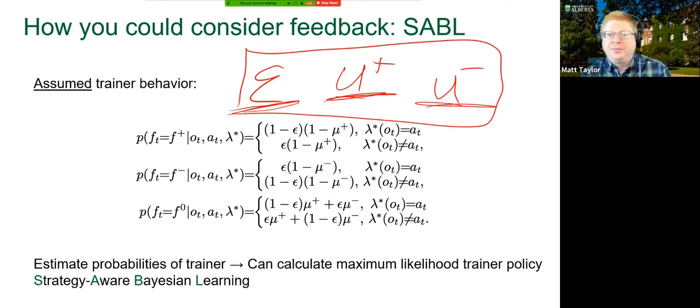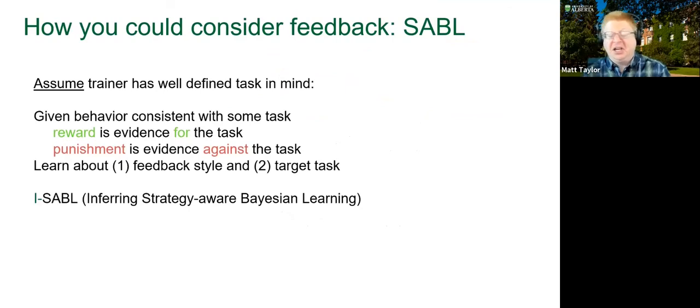We could know those parameters because we've worked with this trainer for a long time, or we could try to learn these parameters, and that's inferring SABL, or iSABL. If the behavior of the dog is consistent, reward is evidence for the task and punishment is evidence against the task. It turns out you can simultaneously learn what task the person is teaching and the person's feedback style. It kind of seems like magic, but it just drops out of the Bayesian framework, because you've got this history and your prior over policies, and you can actually learn all of this. So it's cool, but it can be very compute heavy.